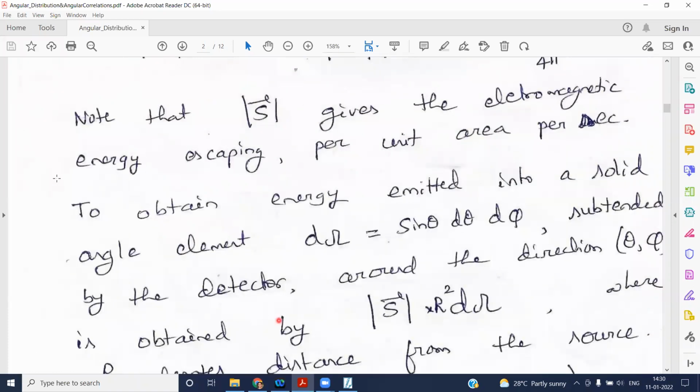So what I'm telling you, again emphasizing, is that S gives the electromagnetic energy escaping per unit area per second. Don't get lost with the word escaping. I have a charge distribution. There is electromagnetic energy coming out of the source, and that is given by the magnitude of S. That gives you energy per unit area per unit second. Now, to obtain the energy emitted into a solid angle element, d omega, sin theta d theta d phi.